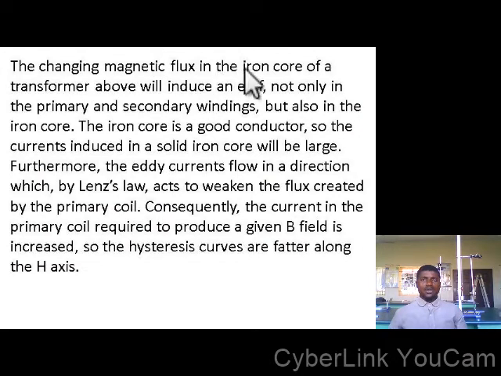The changing magnetic flux in the iron core of a transformer will induce an EMF not only in the primary and secondary windings, but also in the iron core. The iron core is a good conductor, so the current induced in the solid iron core will be large. Furthermore, the eddy current flows in the direction which, by Lenz's law, acts to weaken the flux created by the primary coil. Consequently, the current in the primary coil required to produce a given B, where B stands for magnetic flux density, is increased. So the hysteresis curves are further along the H axis, that is the horizontal axis.